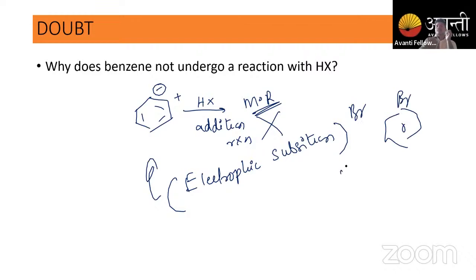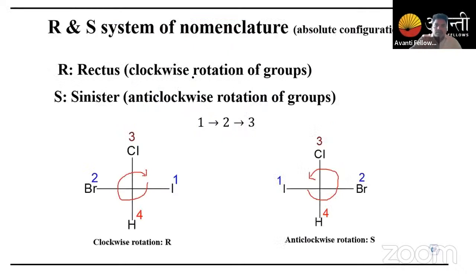bromobenzene. If you are taking Cl, then you are going to get what? Chlorobenzene. So like this, we can form aryl compounds, but addition reaction will not happen. Only electrophilic substitution can take place. Right. So now, this is another very important topic.